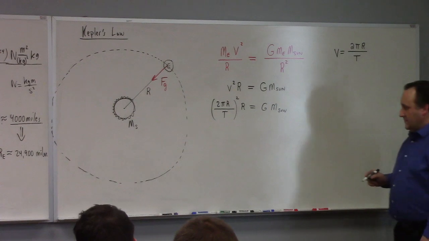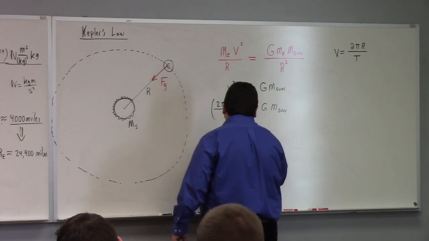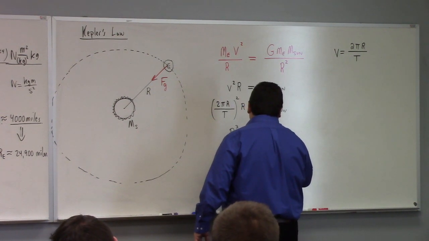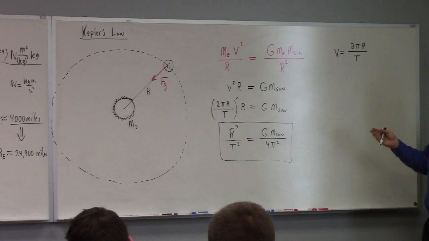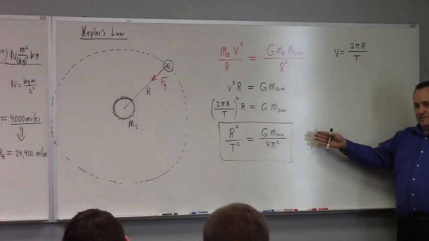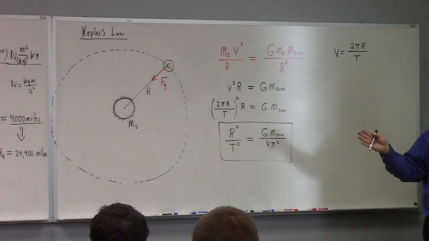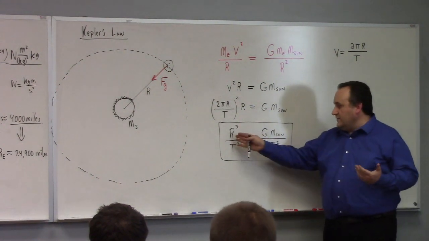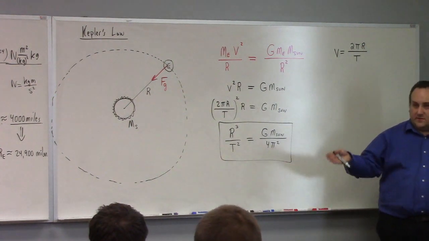So what do we got here? We've got r cubed divided by T squared is equal to G times the mass of the sun divided by 4 pi squared. That, my friends, is Kepler's law. It says that the cube of the planet's orbit divided by the square of its period is constant. Notice that the ratio of the cube of the orbital radius to the square of the period is independent of the mass of the Earth.